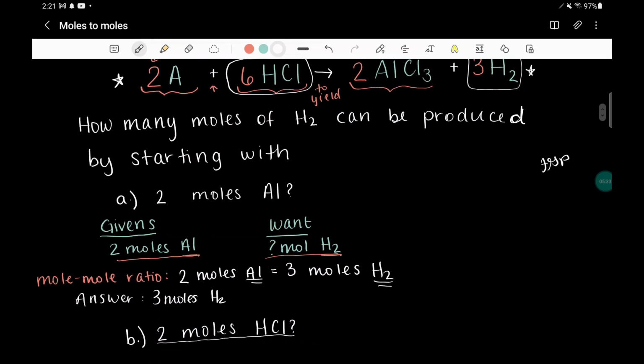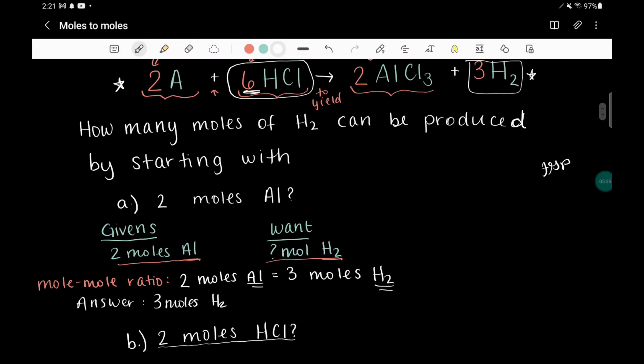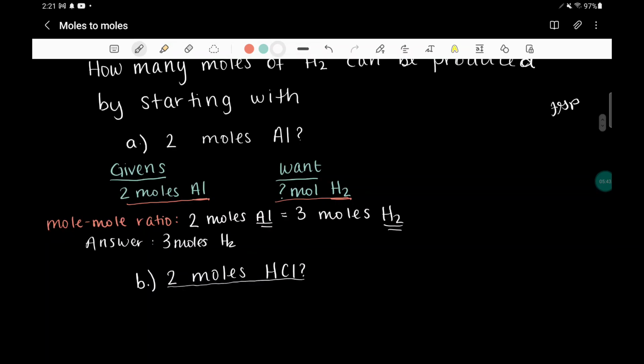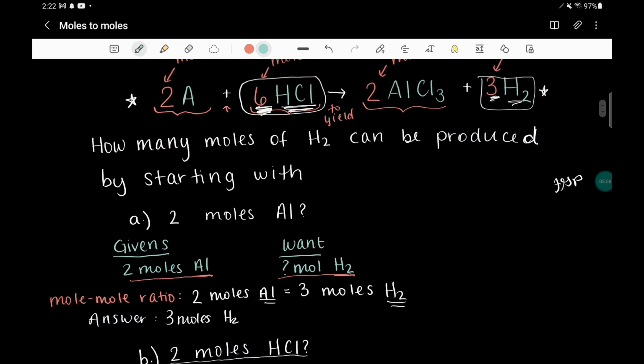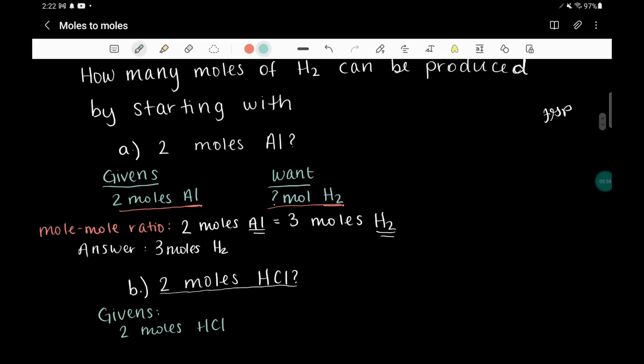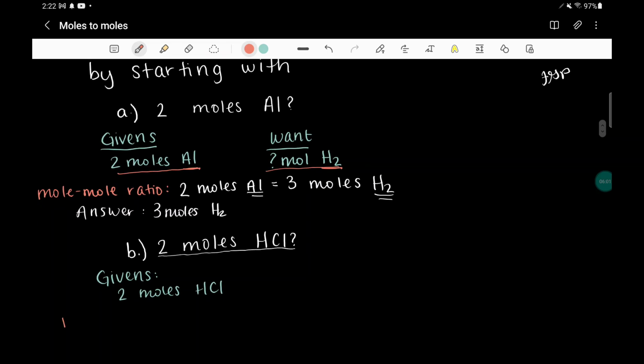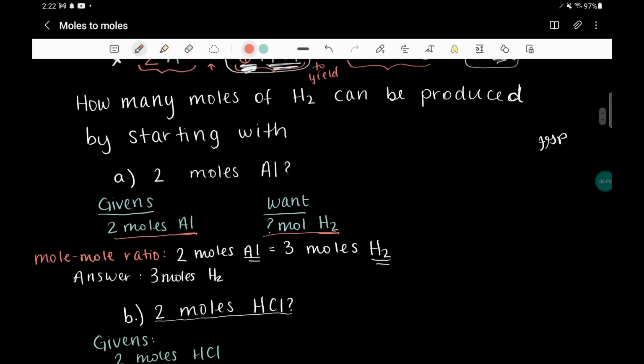Okay, so we're going to just write out our mole ratio again. And this time we're going to do 6 moles of HCl from the balanced chemical equation equals 3 moles of H2. So let's write out our givens. We're given 2 moles of HCl, and that's why we're looking at HCl now in the problem. And then we're going to use our mole ratio. And our mole ratio is exactly the coefficients from the balanced chemical equation.